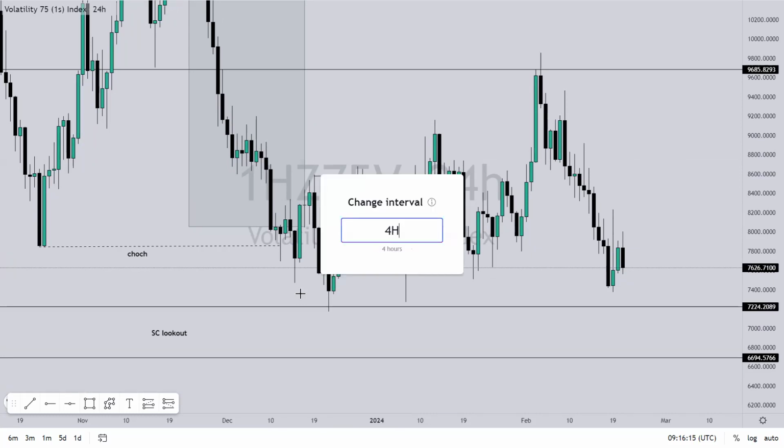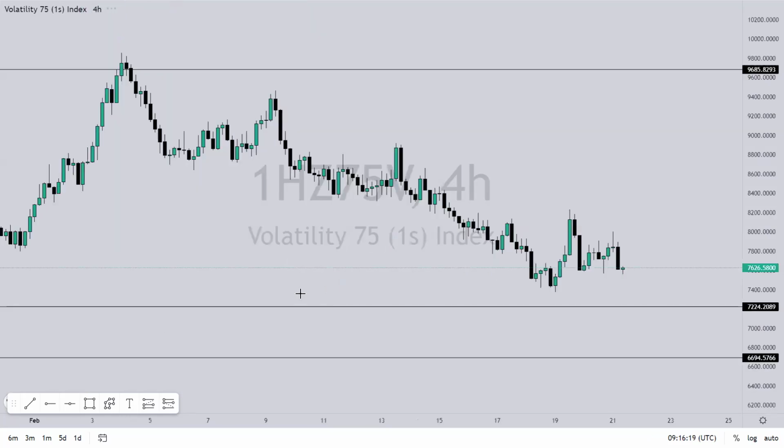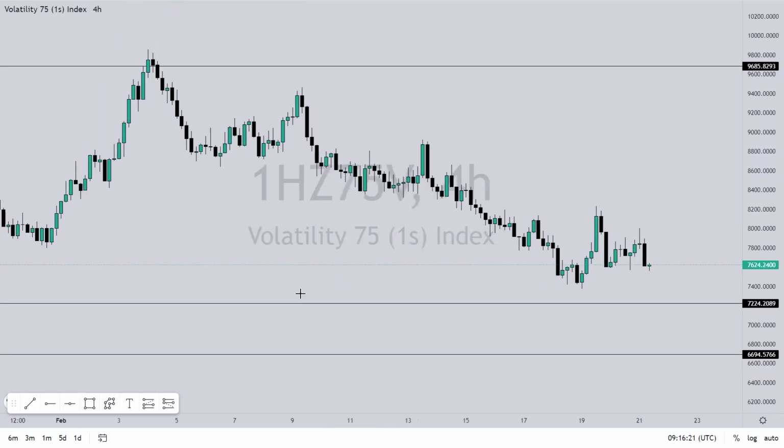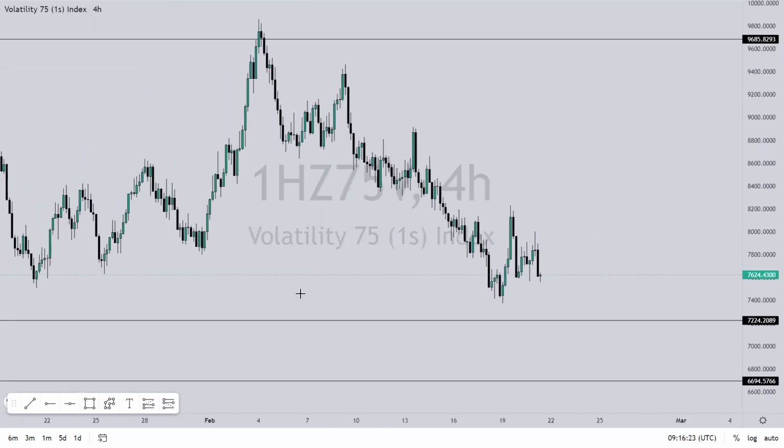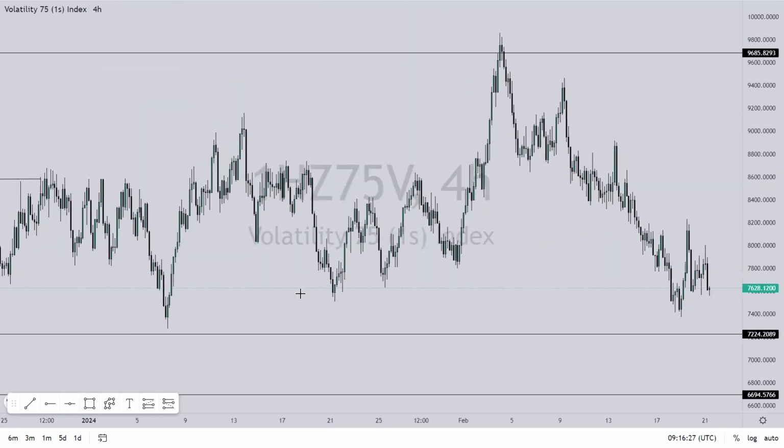So let's just go for the 4 hours time frame, and let's see what the market is doing on the 4 hours time frame, and how you can make use of that information. So we had our break of structure to the upside here. Remember, we had a change of character, a break of structure to the upside, another break of structure to the upside.